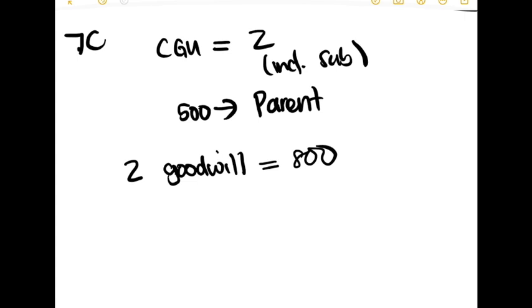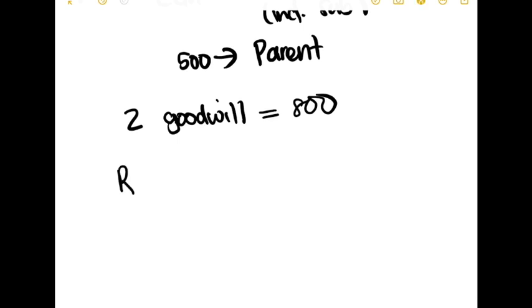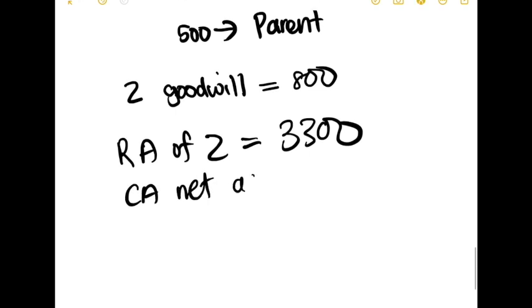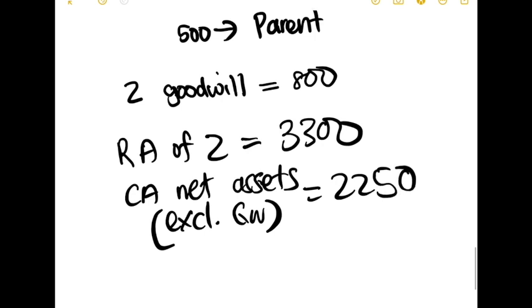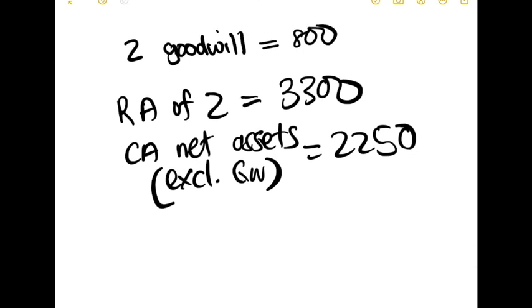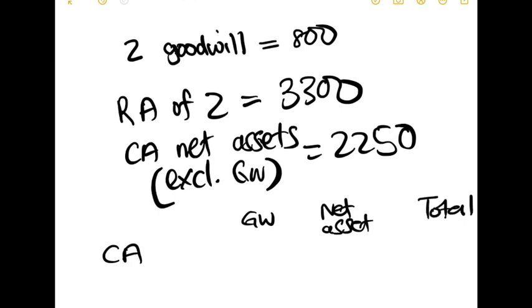Now, how do we go about testing for impairment? At the end of 20x3, the parent determines that the recoverable amount of the CGU Z equals 3,300. The carrying amount of the net assets, excluding the goodwill, is 2250. So in terms of our impairment testing, let's think about what needs to happen. If we consider our carrying amount, we've got to think about our goodwill and our net identifiable assets. So what is our carrying amount of our goodwill?